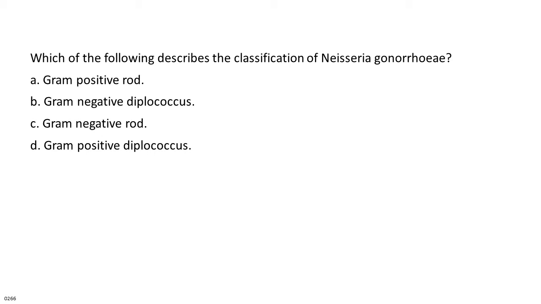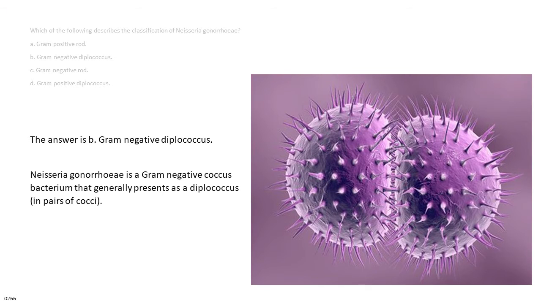Which of the following describes the classification of Neisseria gonorrhoeae? A. Gram-positive rod. B. Gram-negative diplococcus. C. Gram-negative rod. D. Gram-positive diplococcus. The answer is B. Gram-negative diplococcus. Neisseria gonorrhoeae is a gram-negative coccus bacterium that generally presents as a diplococcus, in pairs of cocci.